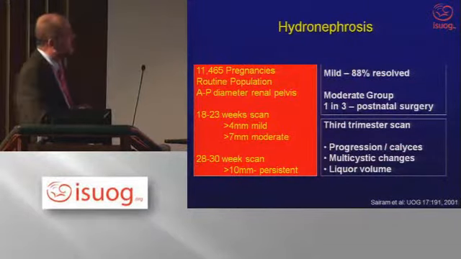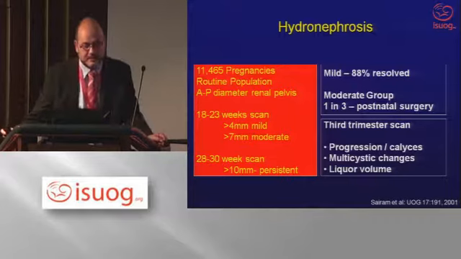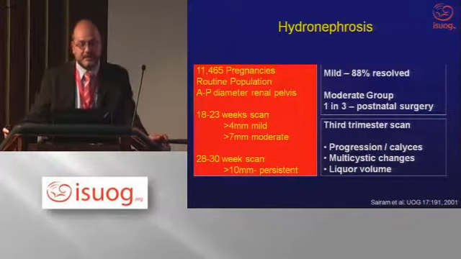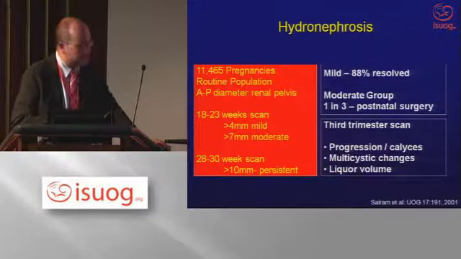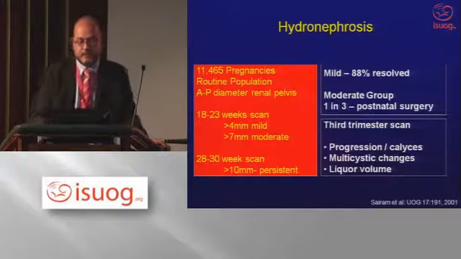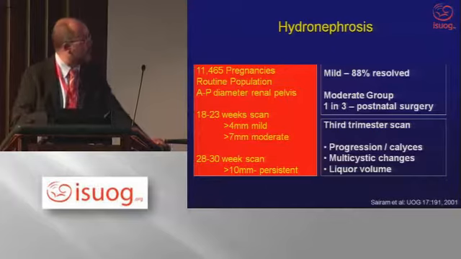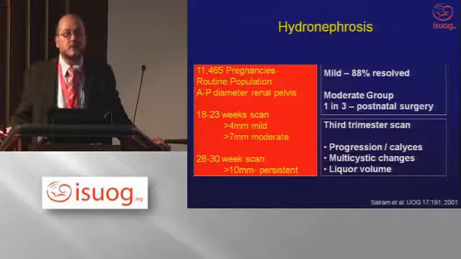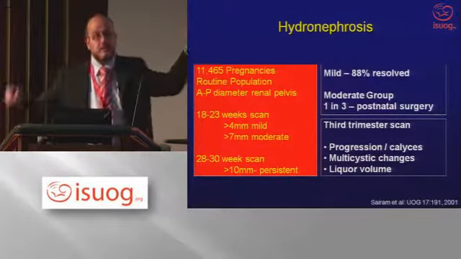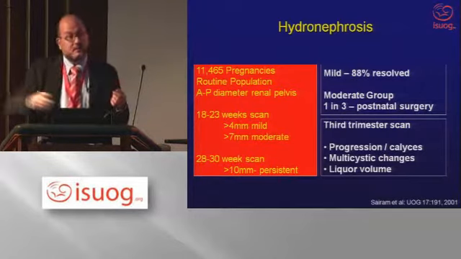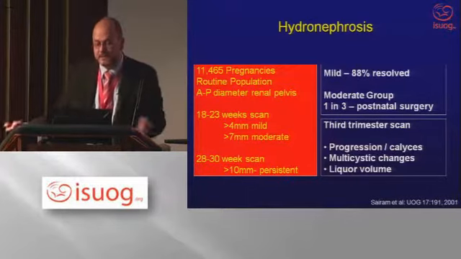So this is Shanti's study, and she looked at routine population of just under 12,000 pregnancies and looked at the AP diameter of the renal pelvis. As I said, anything between 4 and 7 was considered mild, more than 7 was moderate, and a repeat scan was done at 30 weeks. And of the mild cases, 90% resolved. So these are the functional ones. Remember how we said the causes are functional, obstruction, and reflux? So 90% of mild hydronephrosis resolved, so these are likely to be the functional cases.